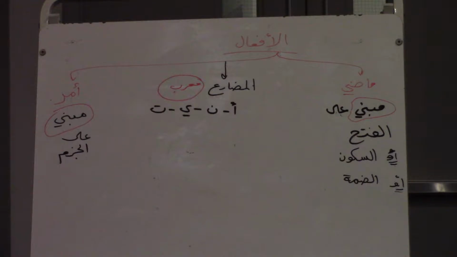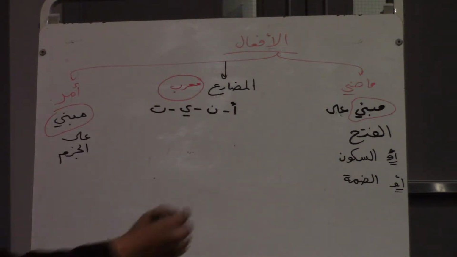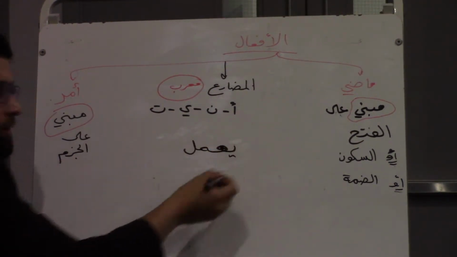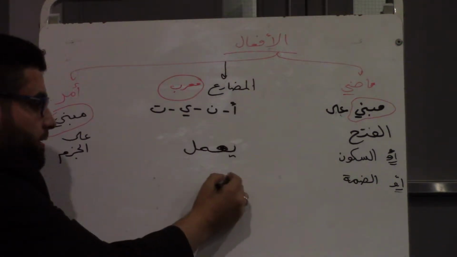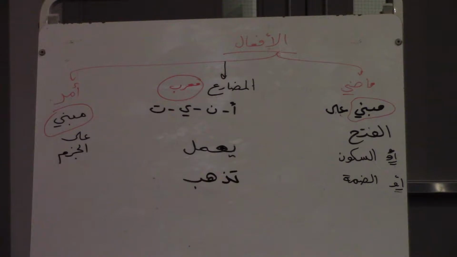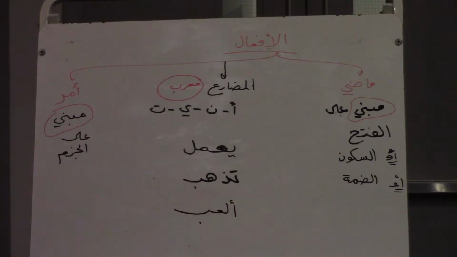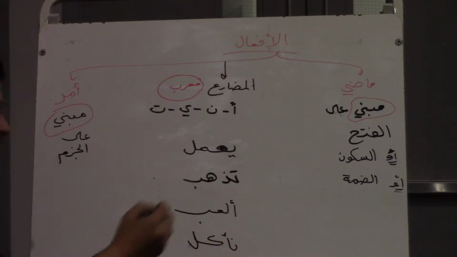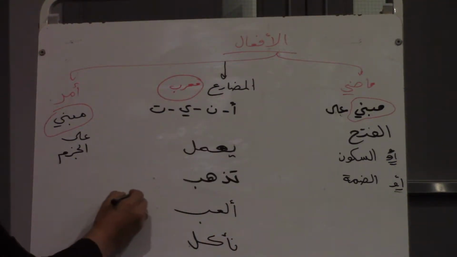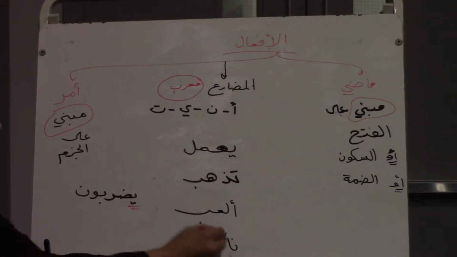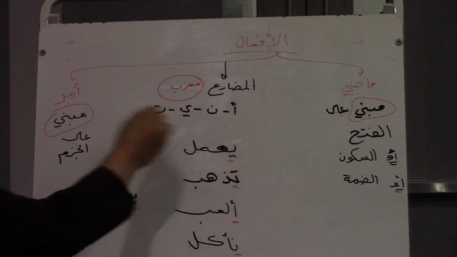Try. So I'll give you an example of a few present tense verbs. يعمل, starts with a ya. تذهب, you go, or she goes, depending on the context of the sentence. ألعب, I play. نأكل, we eat. يضربون, they're hitting. As you notice, at the beginning, it's always one of those four.